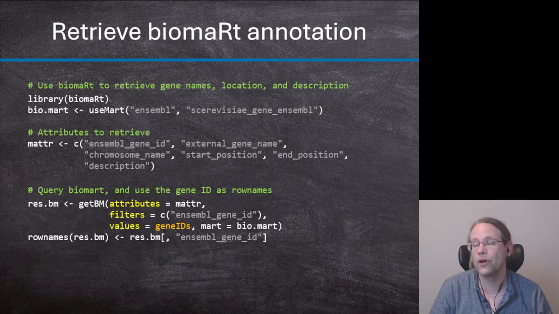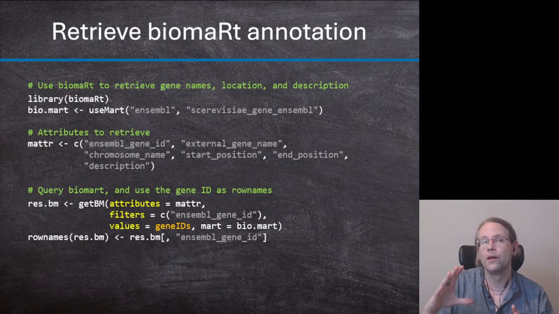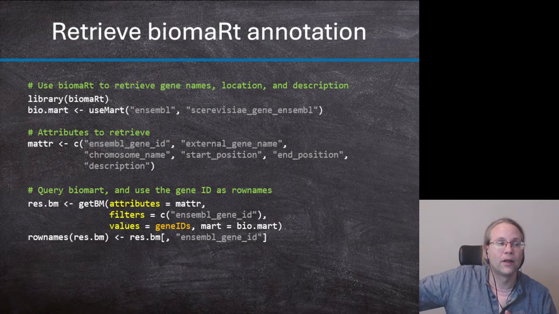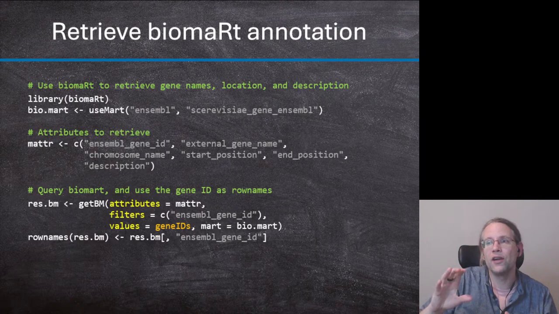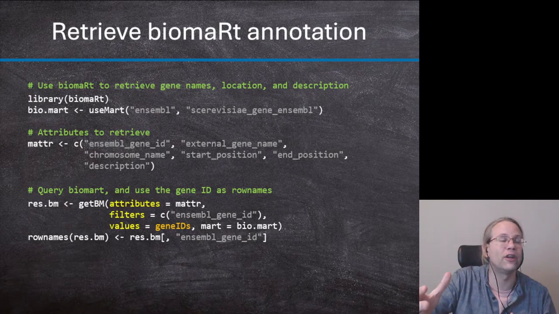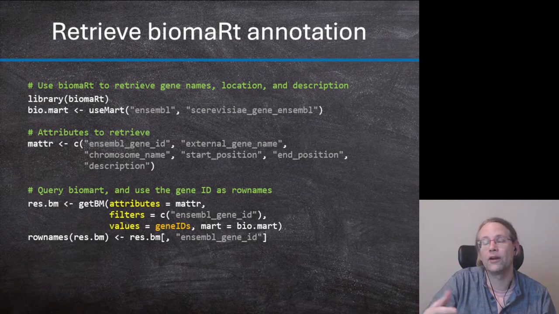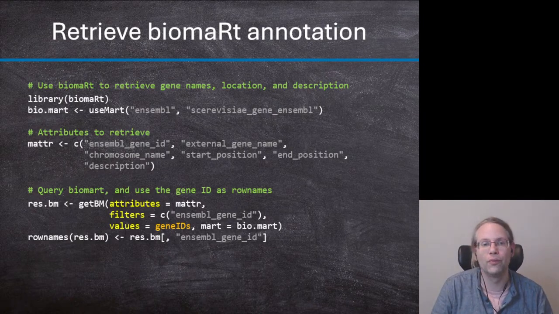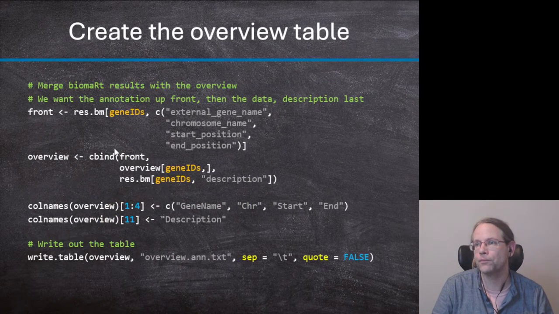So the overview table that we have now contains all of them, right? So that's a supplementary material file. But for inside of my publication, I also want to have a little table summarizing like the top 20 differentially expressed genes or something like that, right? Or the top 50. So that's what I'm going to do now. I'm going to merge them together.